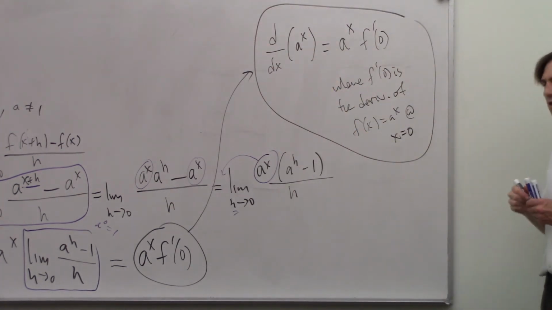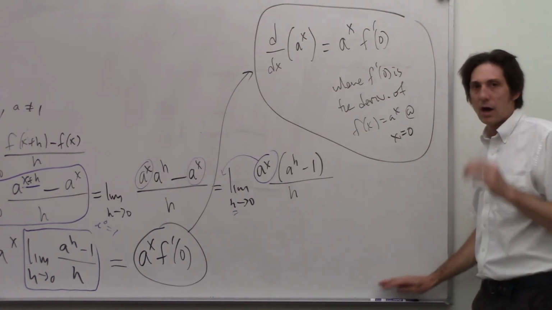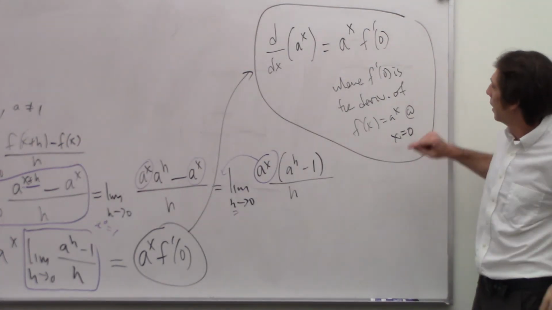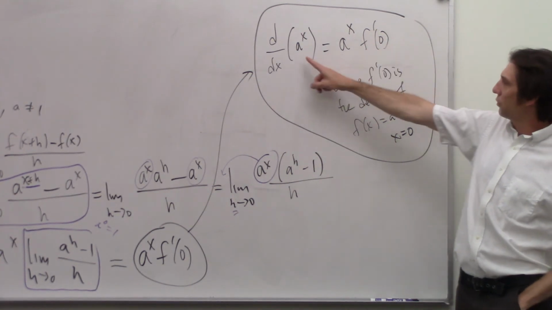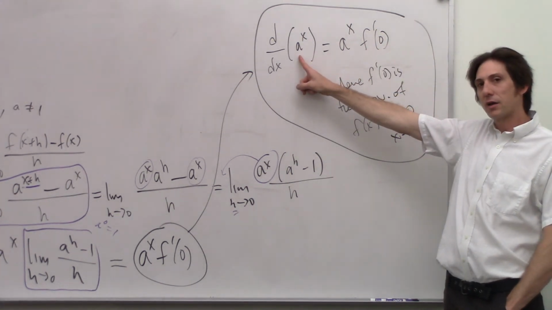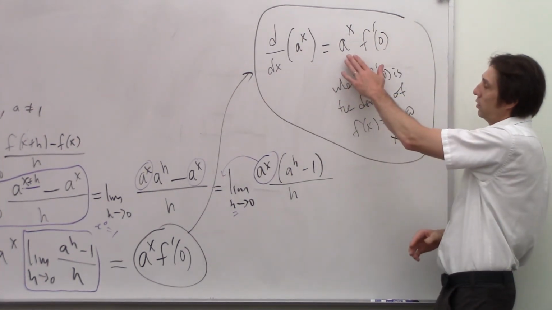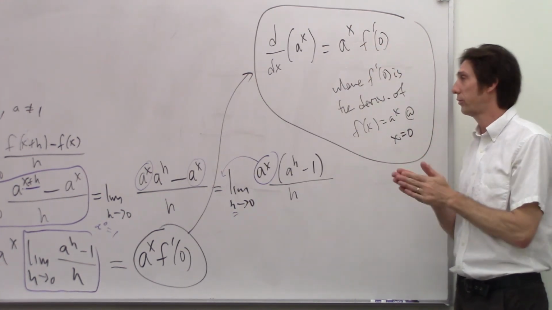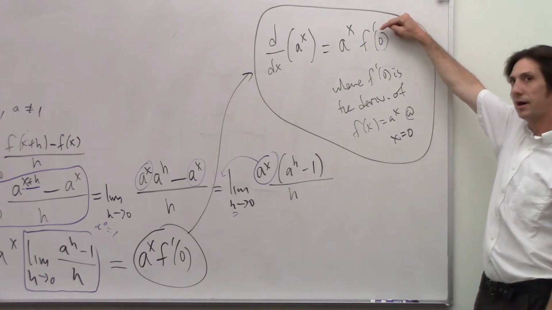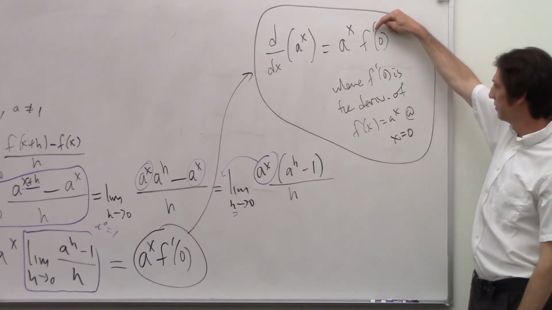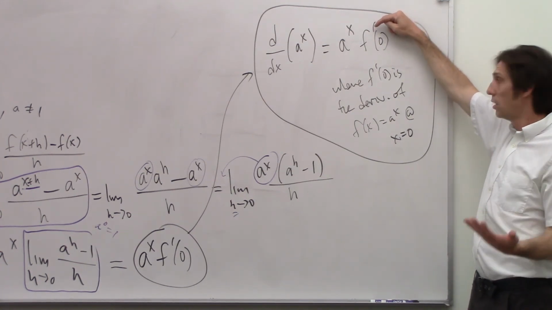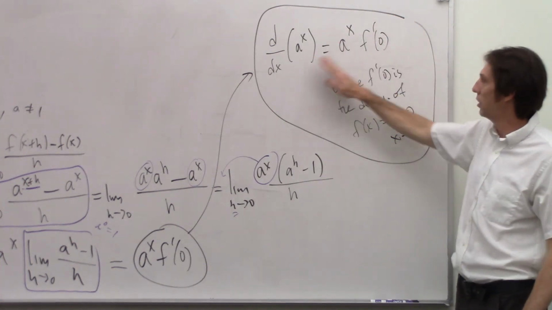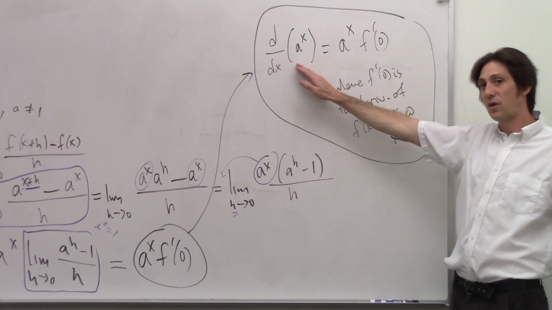This is actually very, very important because it's remarkable. The derivative of an exponential, a to the x, will exist everywhere for all x's, provided that its derivative exists at 0. As long as f prime of 0 exists, then I have a formula for what the derivative of a to the x is, for any x.